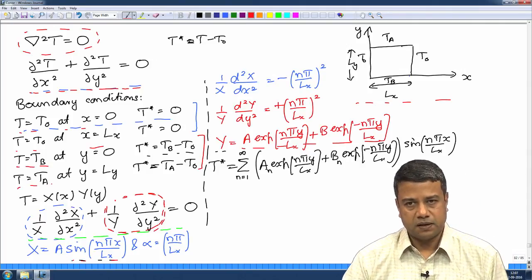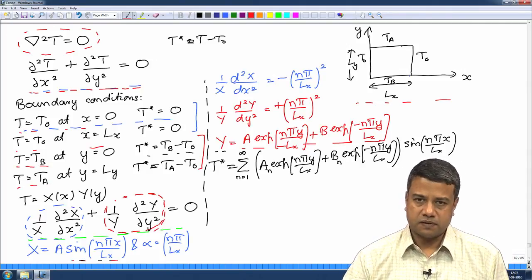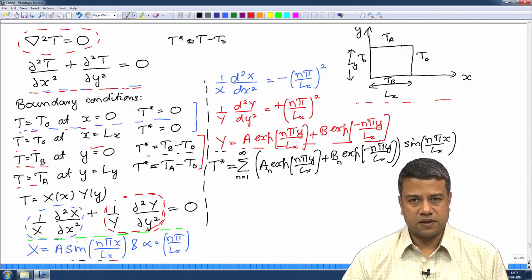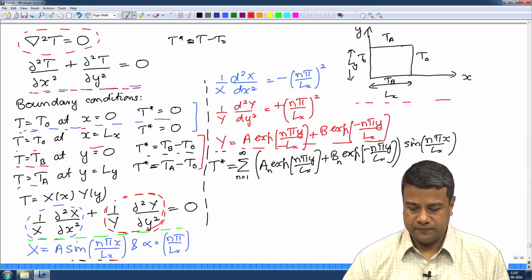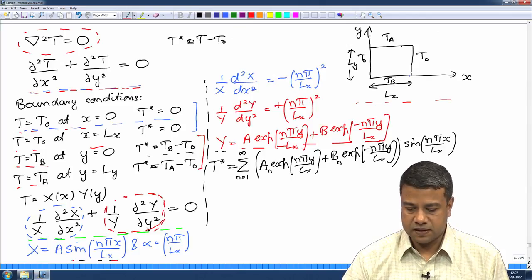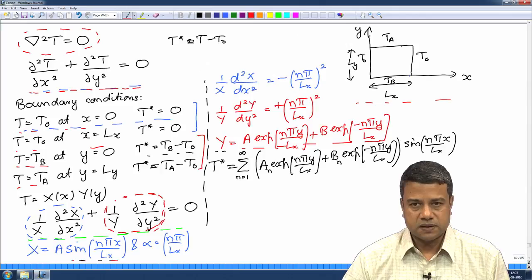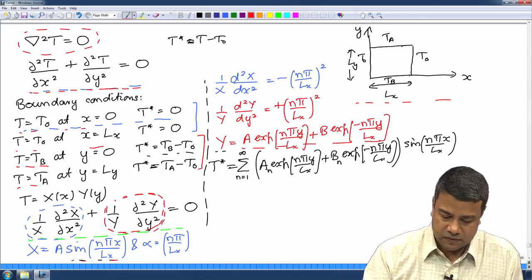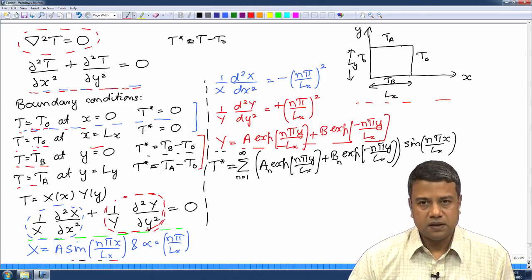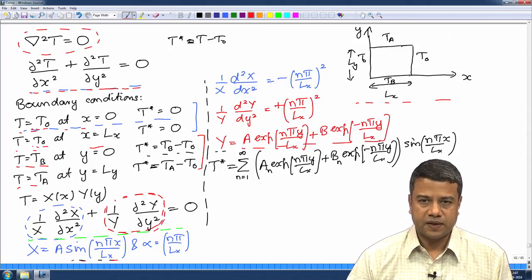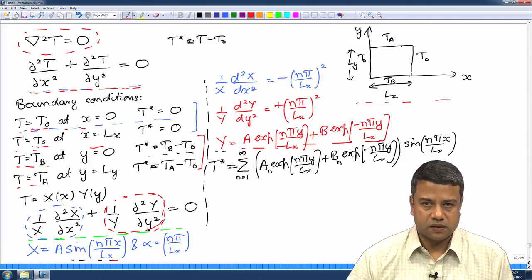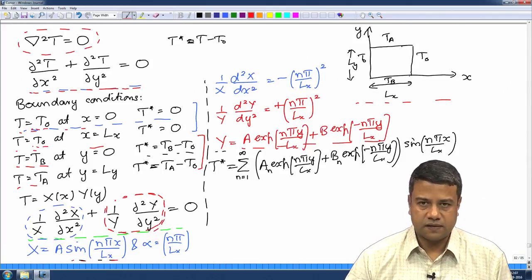Whenever we solve separation of variables problems, I had told you that we have to ensure that the boundary conditions are homogeneous in all directions except one. In this particular case, we had managed to get homogeneous boundary conditions in the x direction, because if we subtract T0 from the temperature field, then T star is equal to 0 on both the left and the right faces. Therefore, the boundary conditions are homogeneous on the left and the right faces.